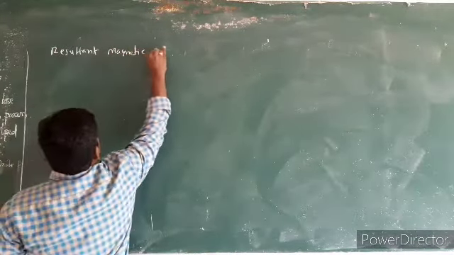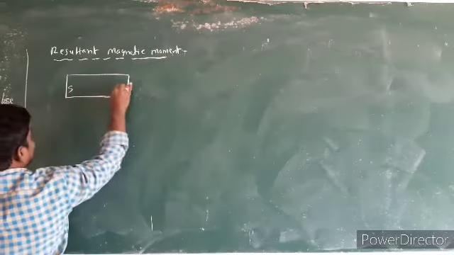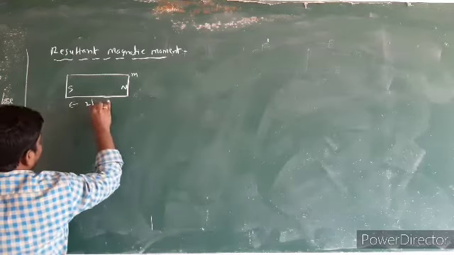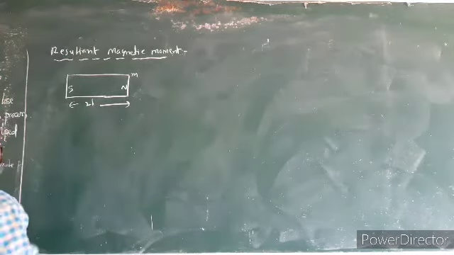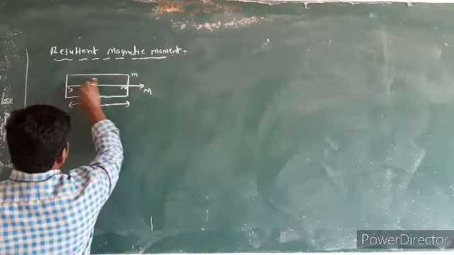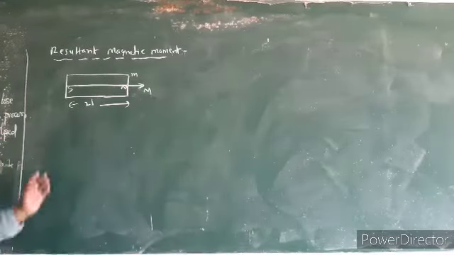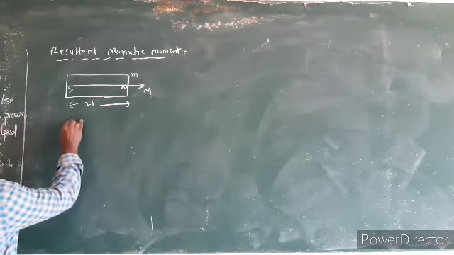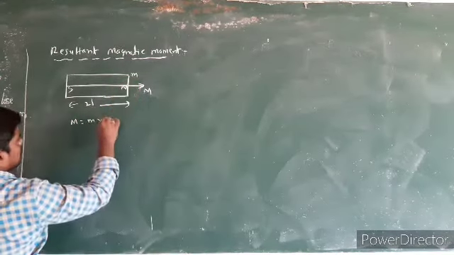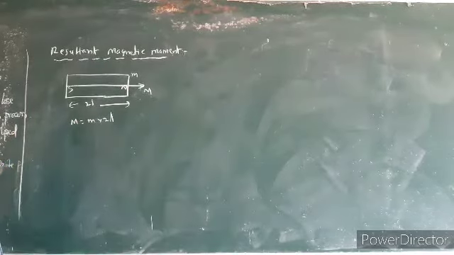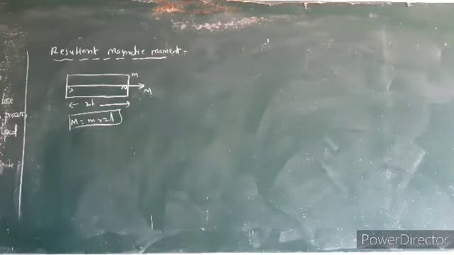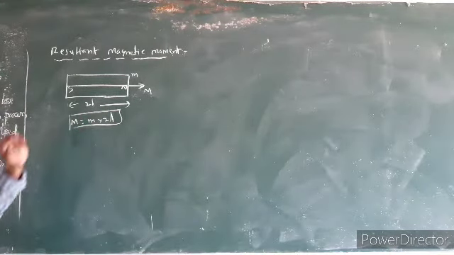Consider a bar magnet of pole strength small m and length 2L. The magnetic moment is along the axis of the bar magnet, from south to north. The magnetic moment of a bar magnet, capital M, is equal to the product of pole strength and the length of the magnet: M is equal to m into 2L. Magnetic moment is a vector quantity, and this is its magnitude.